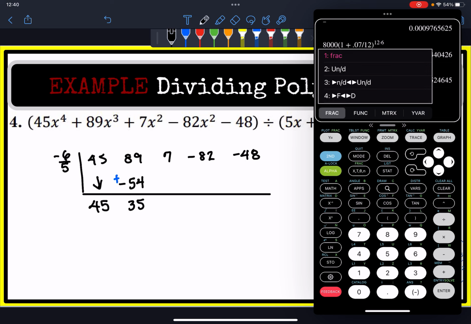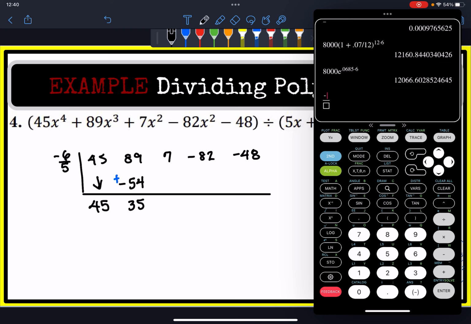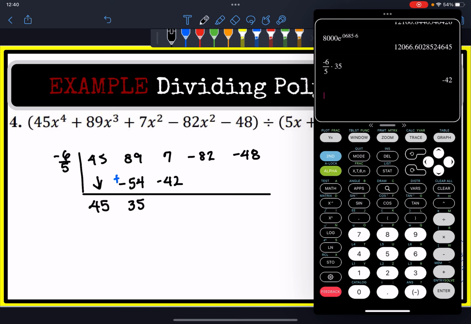So alpha y equals our fraction -6 over 5 times 35. That's equal to -42. Let's add 7 to that, and that's equal to -35. Another way of multiplying the -35 times, we can write it in parentheses. Instead of hitting alpha y equals to write the fraction, we could just simply use parentheses and write -6 divided by 5. That's the same thing as -6 over 5.